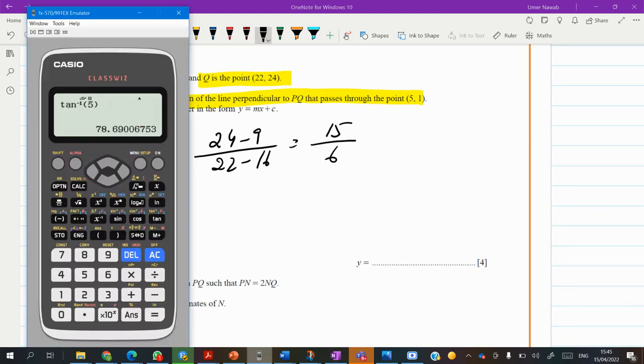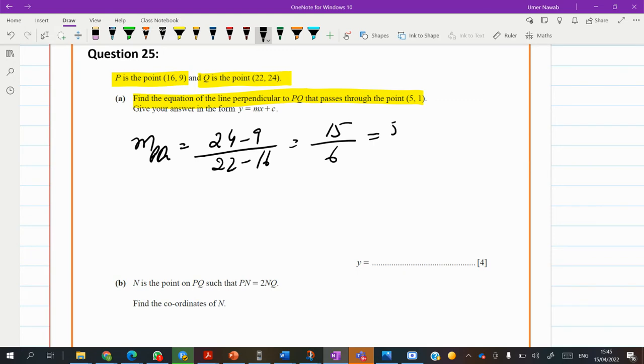So what is the gradient we are getting? 24 minus 9 over 22 minus 16 gives you 5 over 2. So the perpendicular gradient will be minus 2 over 5. It is passing through (5, 1).